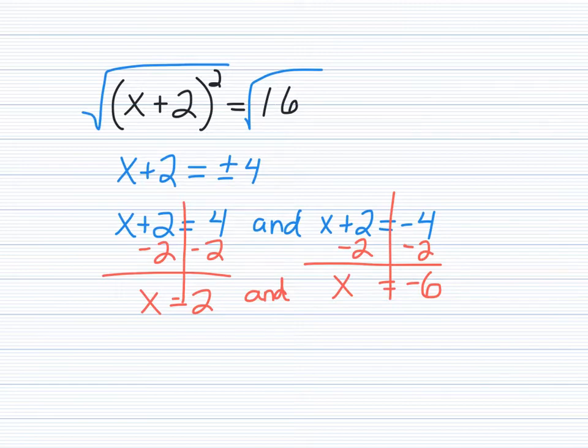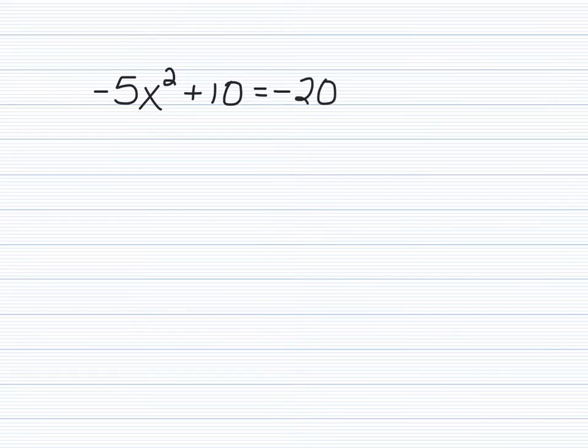Okay, we're going to look at one more problem, or maybe two more, just one more part of a problem. So let's say we're combining a bunch, like negative 5x squared plus 10 equals negative 20. Okay, so we have to solve for x.